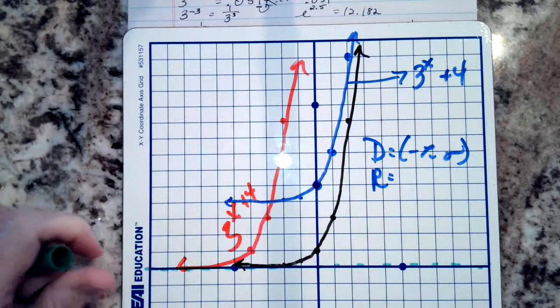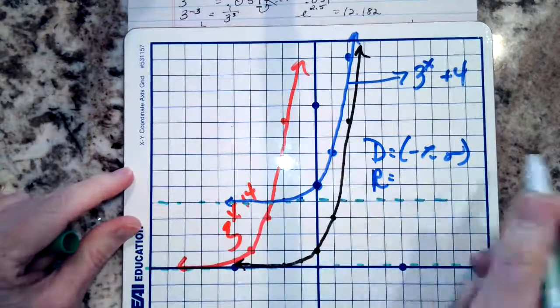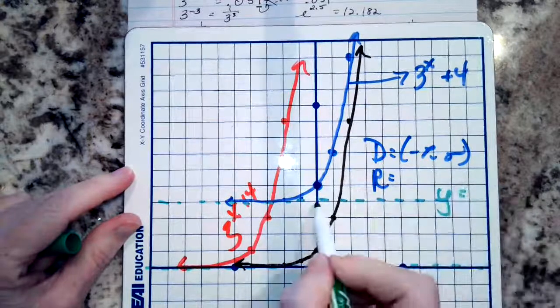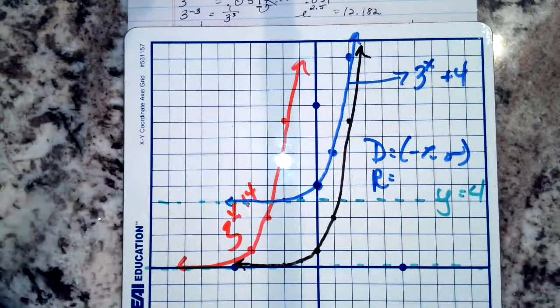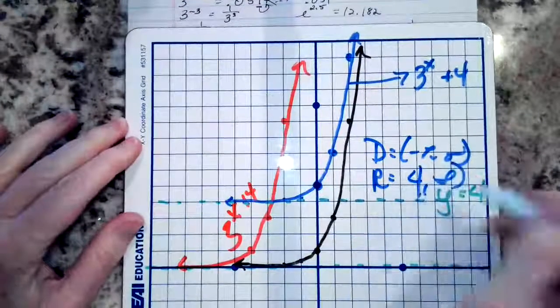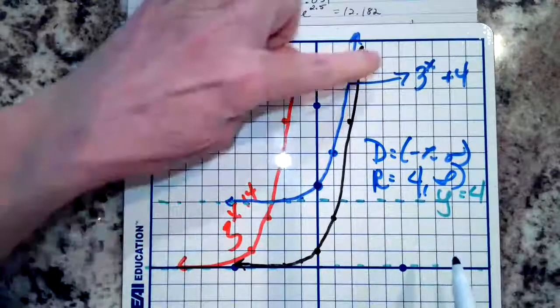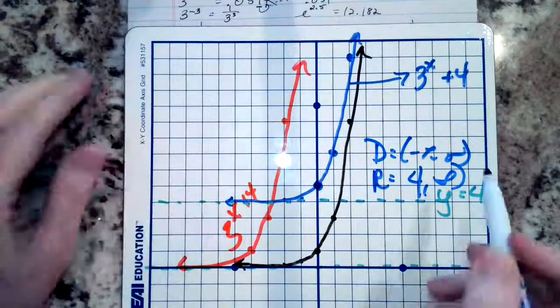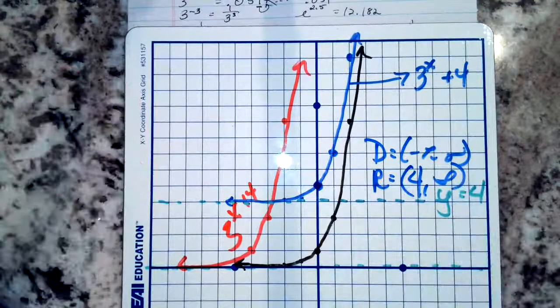Let me put the horizontal asymptote. And that is y equals 1, 2, 3, 4. He moves up 4 also. So the range will be from 4 on up to infinity. This blue exponential function doesn't ever get to the asymptote, doesn't ever get to the y equals 4 line. So that'll be a parenthesis on the 4.